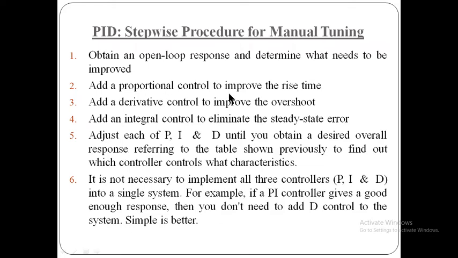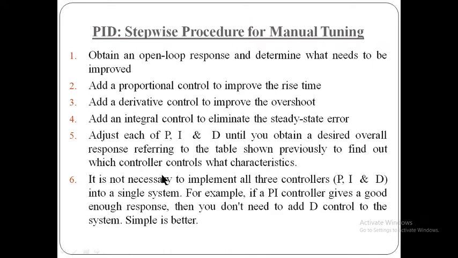Then add a proportional control to improve the rise time. The next step is to add a derivative control to improve the overshoot. Then the fourth step is to add an integral control to eliminate the steady state error. The main function of integral control is to eliminate the steady state error. The fifth step is to adjust each of P, I and D until you obtain the desired overall response, referring to the table shown previously to find out which controller controls what characteristic.